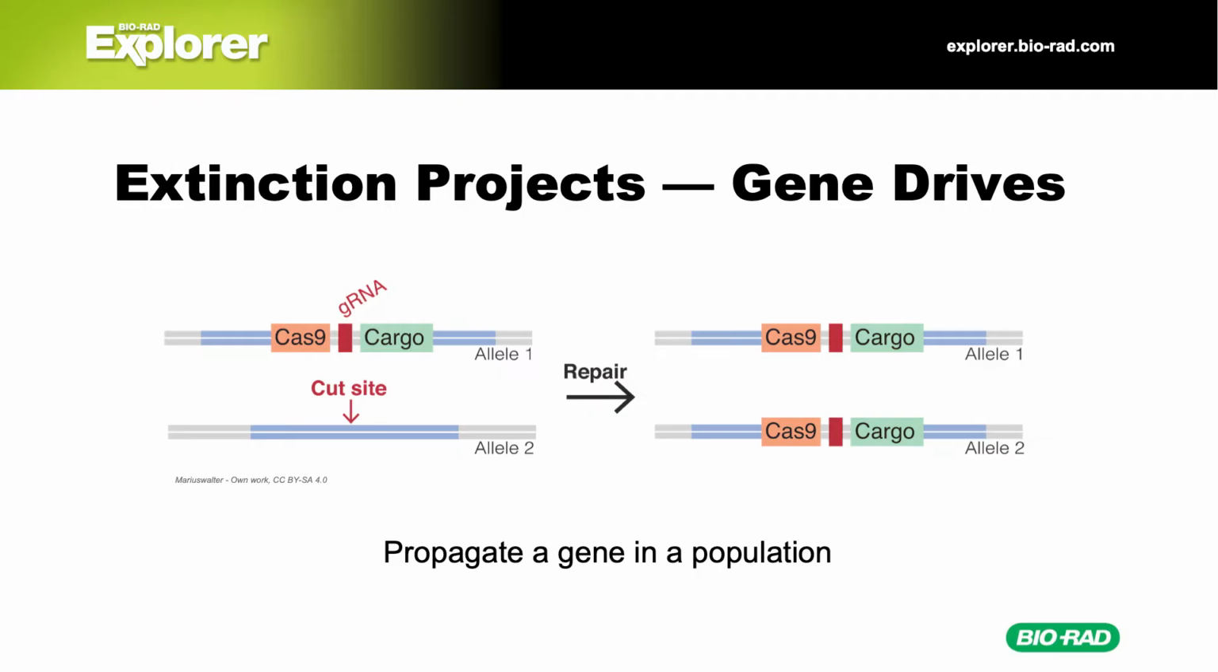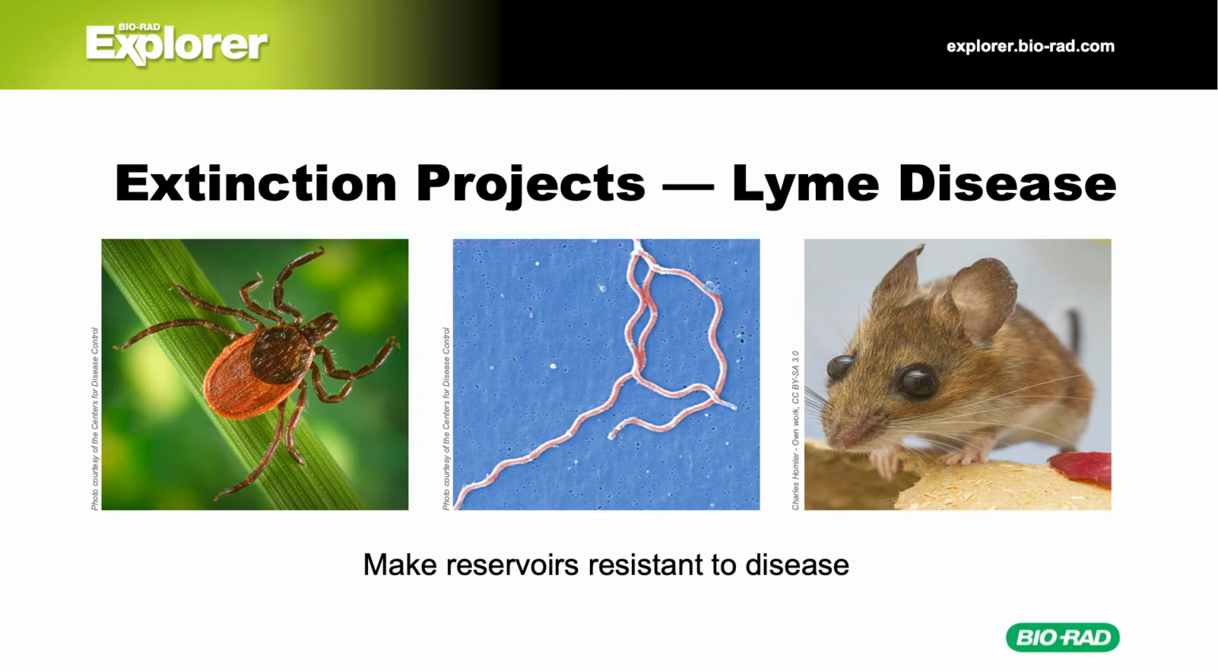Thus, offspring will be guaranteed to have the cargo no matter which chromosome is passed on. Instead of trying to wipe out the vector, gene drives could also be used to make species that act as reservoirs for disease resistant to such diseases.